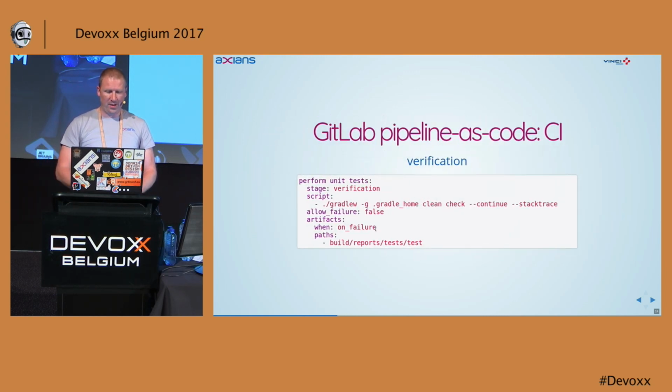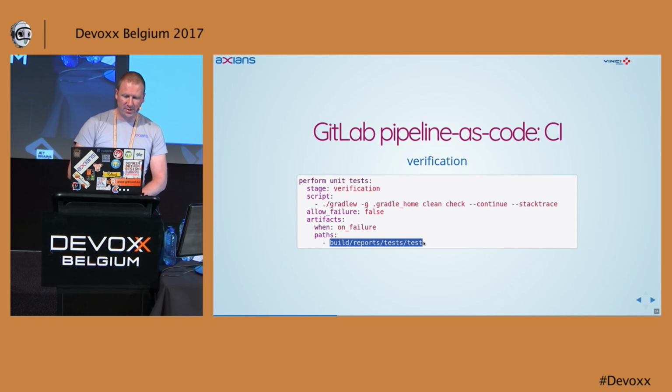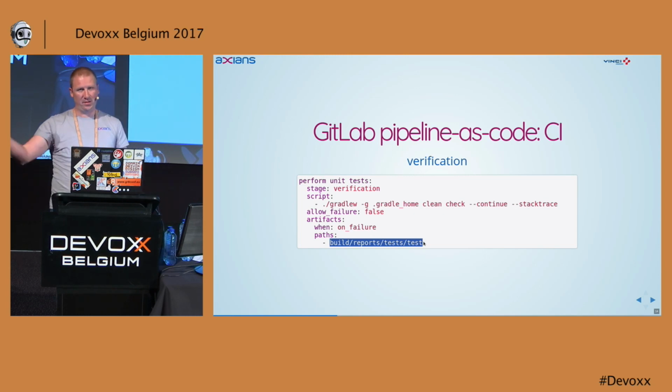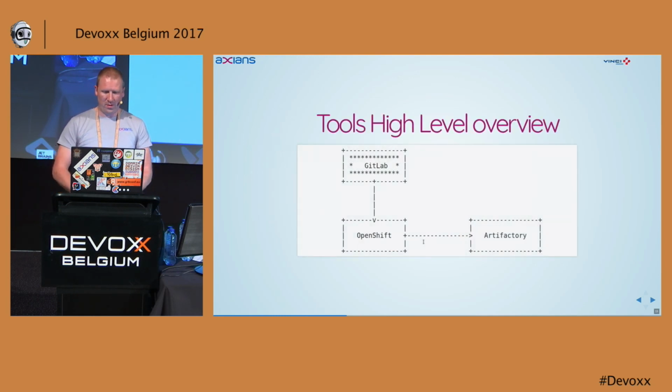Okay. So in the verification phase, we perform the unit test, just the same thing. But what's also interesting is that you can record artifacts. For example, we know that the JUnit tests will be in that directory. So if it failed, it will record the artifacts produced so that you can review them in the admin tool. Okay, that was it for GitLab. Let's go for OpenShift.